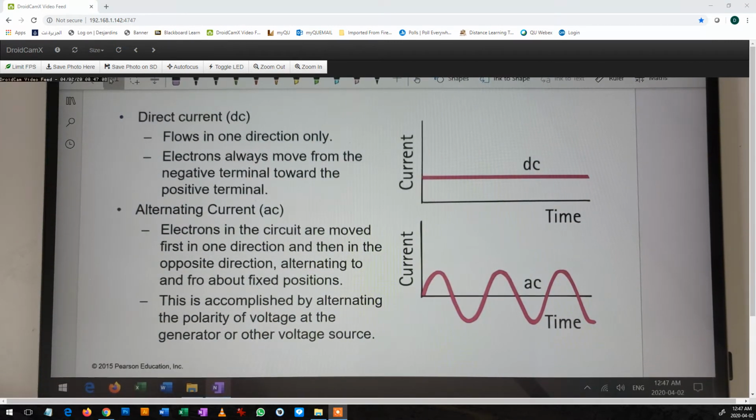Now we need to know the difference between direct current DC and alternating current AC. Direct current flows in one direction only. Electrons always move from the negative terminal towards the positive terminal. In alternating current, however, electrons in the circuit are moved first in one direction and then in the opposite direction, alternating to and fro about a fixed position.